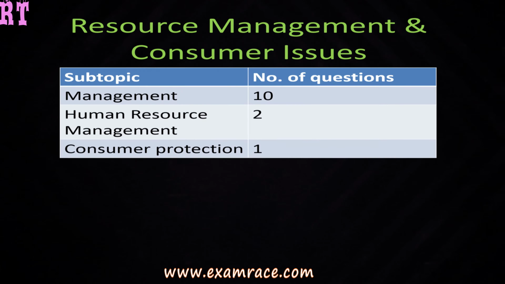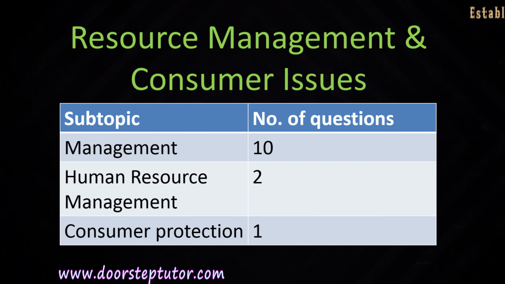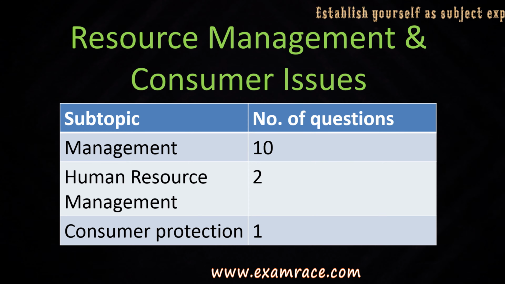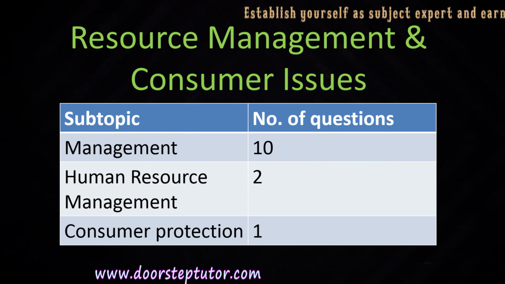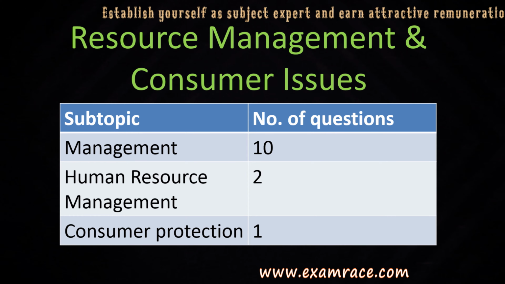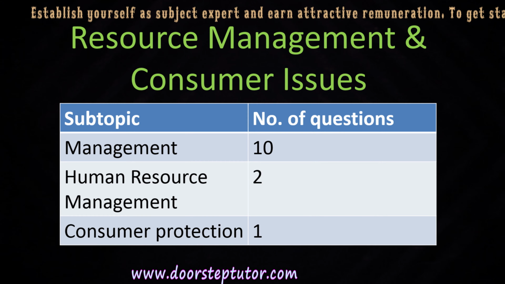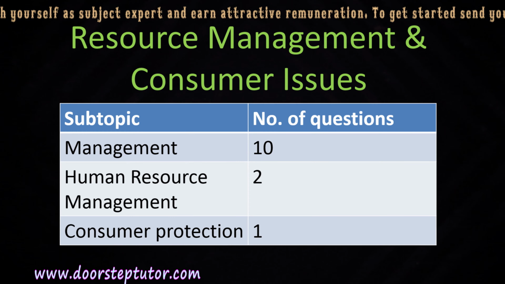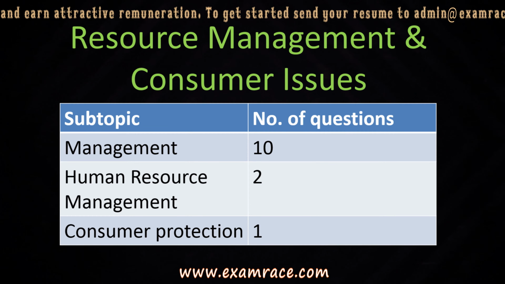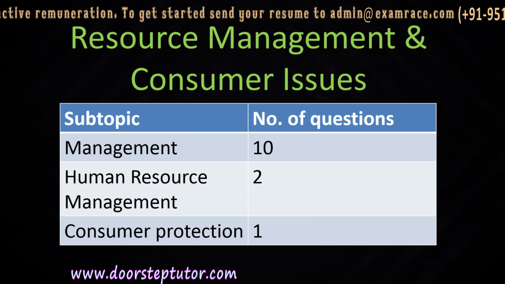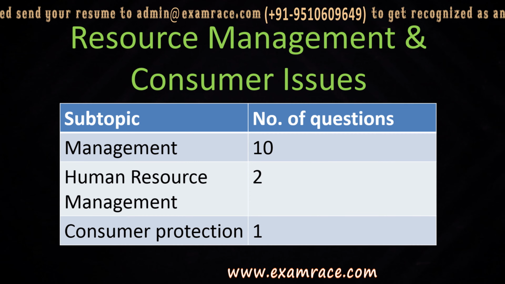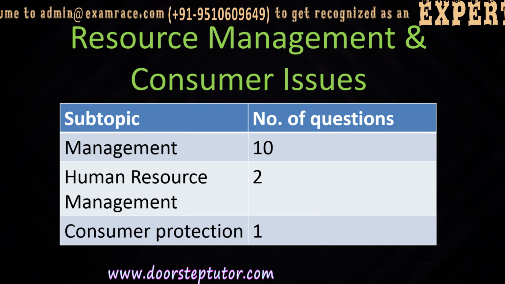The next topic is resource management and consumer issues, and here approximately 10 questions have come from management, like theories of management, certain general concepts that are associated with management. So here basically theories like Herzberg's motivation and hygiene theory, equity theory, functional theory, social exchange theories have become very important. 2 questions were there related to human resource management, like types of resources, like basic pay and compensation. There's also a question related to appraisal tools, and there's one question related to consumer protection.